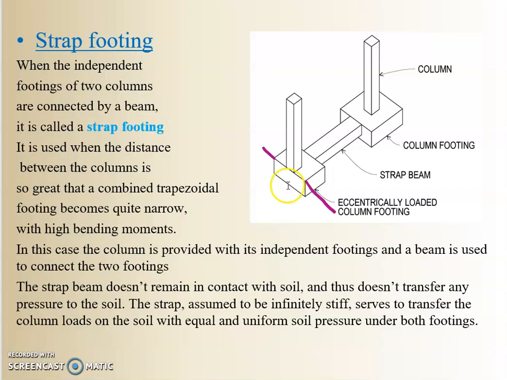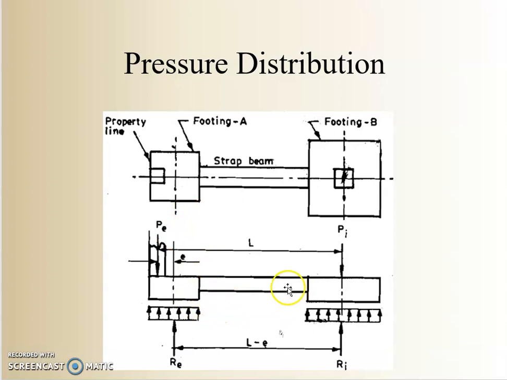So if I try to show you in plan and then elevation, you can see the strap. Now your soil will be everywhere here. The strap is a little bit above, so it's not in contact with the soil. That's the reason you will not find any contact pressure distribution for the strap. You will see the contact pressure distribution for these two footings, just like how we saw before. This is the contact pressure distribution diagram for a strap footing.